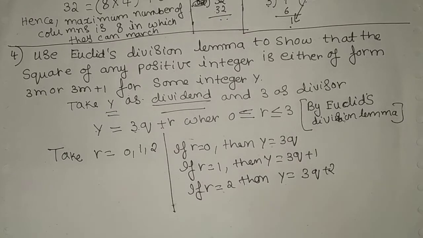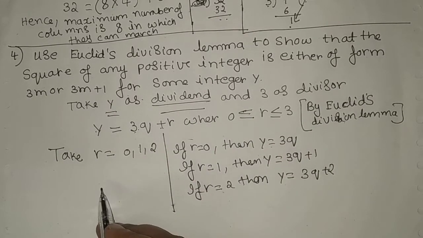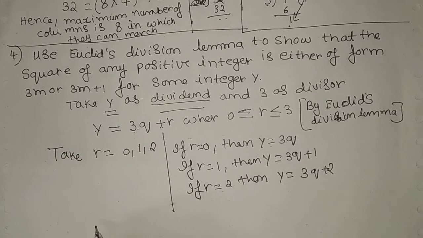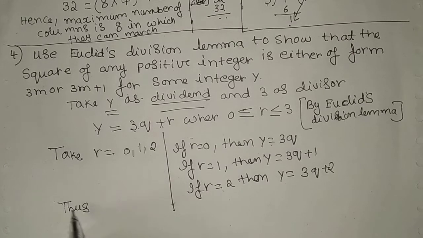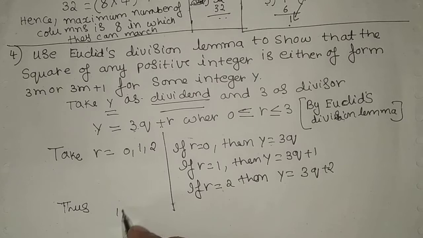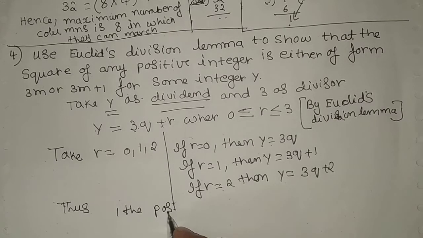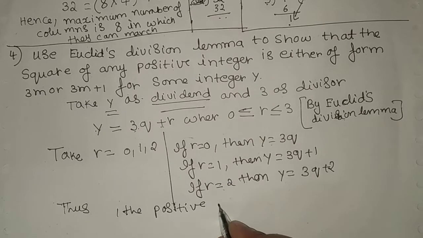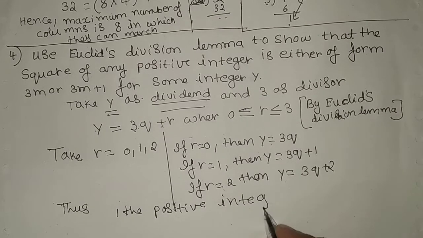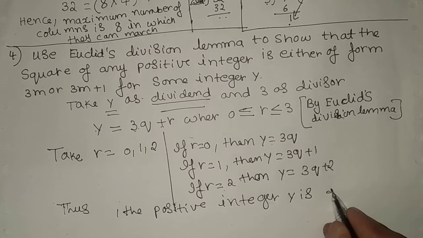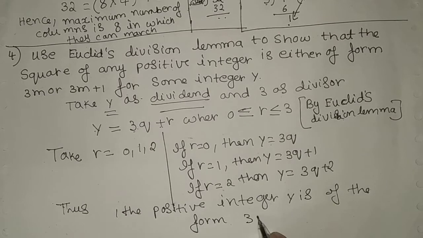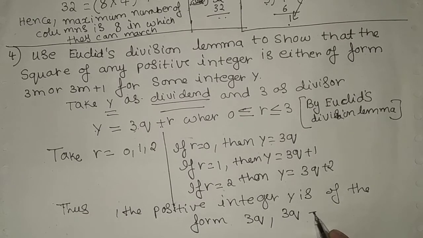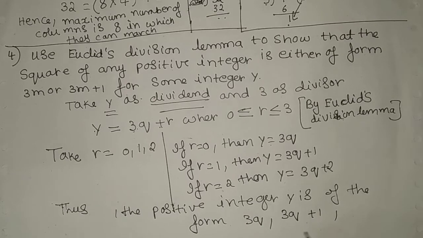Thus, square of any positive integer is either of the form 3m or 3m plus 1. Thus, the positive integer y is of the form, that is 3q, 3q plus 1 or 3q plus 2.